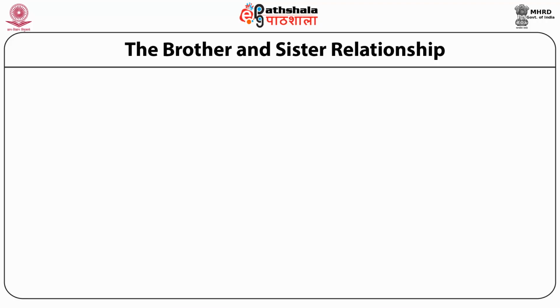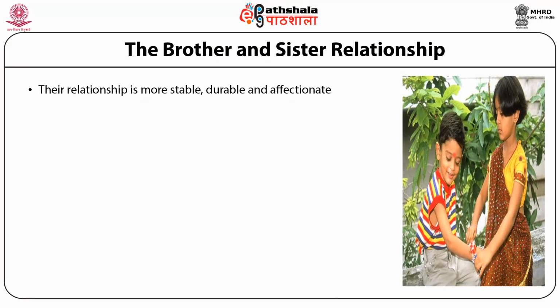But when the father dies, because of questions of ownership of property, some disputes may arise between brothers. If the difference in age between the brothers is less, this may sometimes turn into rivalry because traditionally the elder one gains right over the property and control of the household. On the other side, the relationship between a brother and sister is more stable, durable, and affectionate.